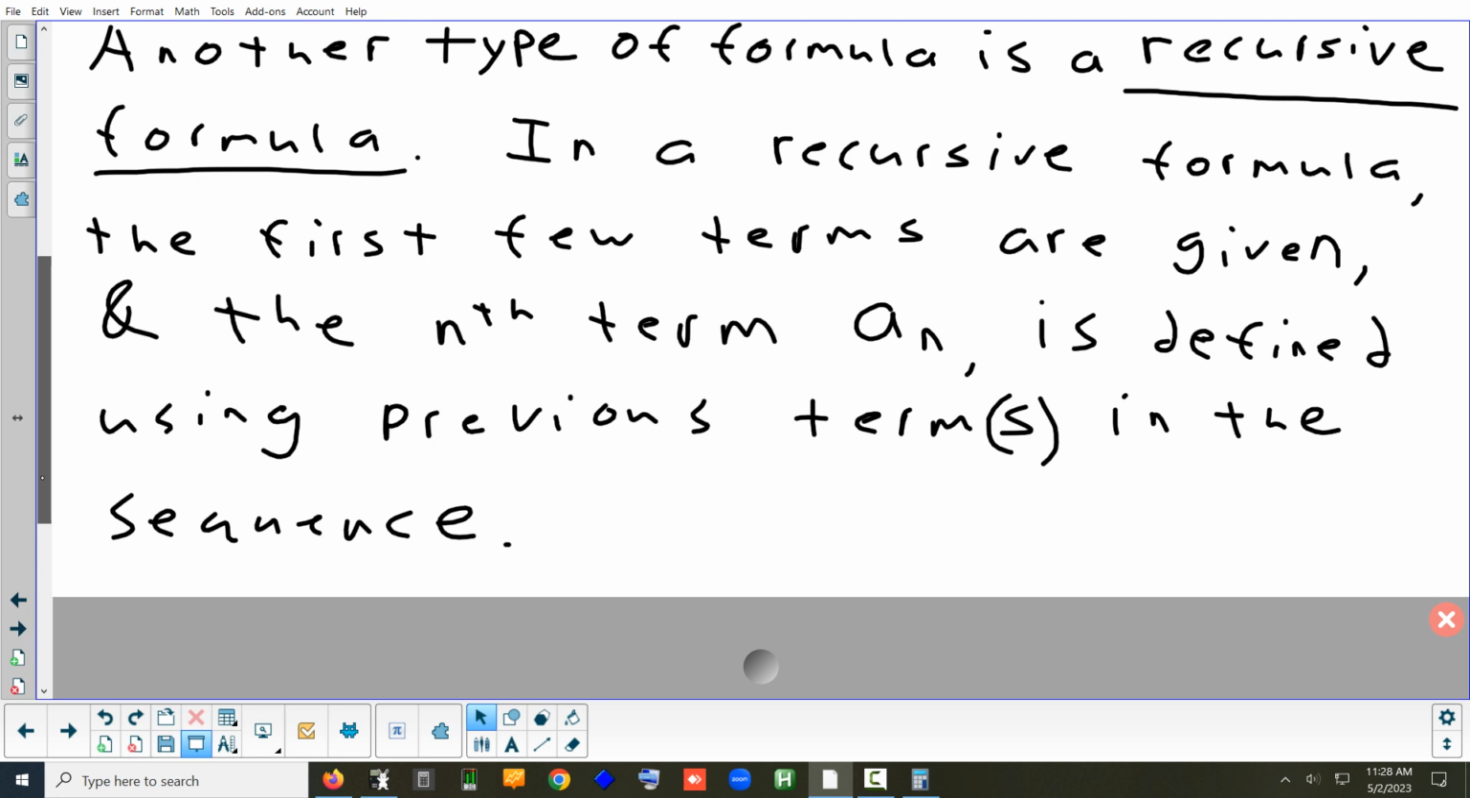And there is a way to turn a recursive formula into an explicit formula. We're going to look at it for some basic ones, but in general, turning a recursive formula into an explicit formula isn't always that easy. It can be very hard. Extremely hard. Depends how complicated it is.